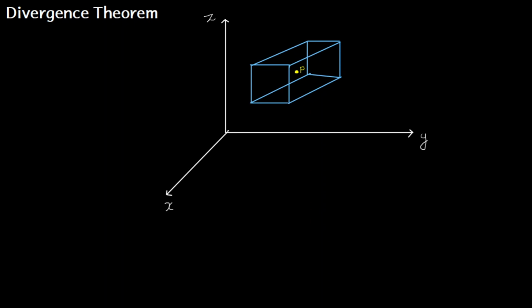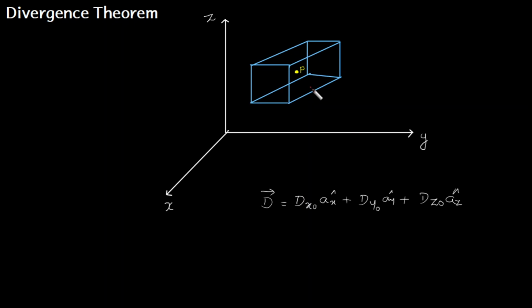Such a D vector can be assumed to have an initial value, and that can be written as something like this. My D vector at point P, that is at the initial position, can be written as D_x0 a_x plus D_y0 a_y plus D_z0 a_z. I'm just assuming that this is the D vector at point P which just started diverging from that particular point.